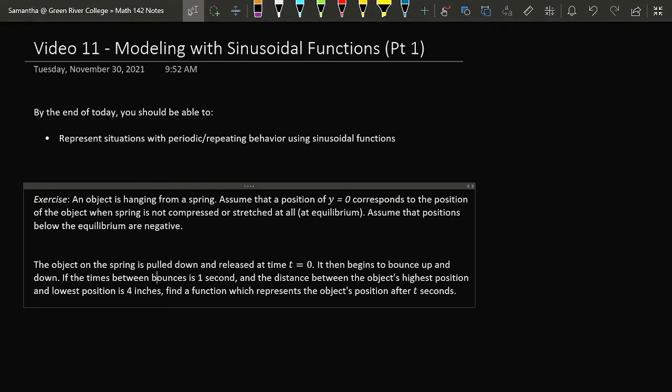In today's video, we are going to practice applying the ideas that we explored in videos 9 and 10 to construct some sinusoidal functions which actually represent some real-world cyclical behavior or wave patterns. That's the only goal for today, to set up those functions.